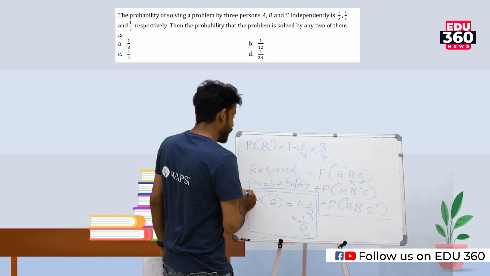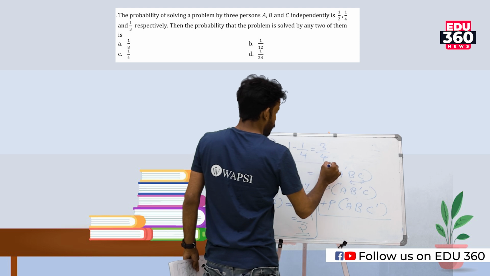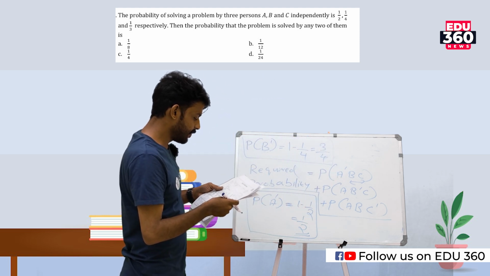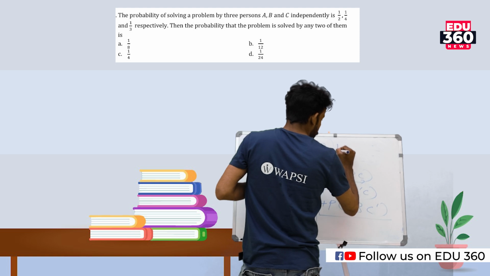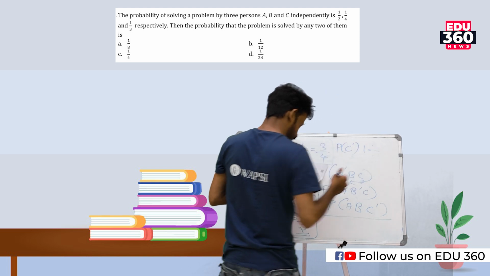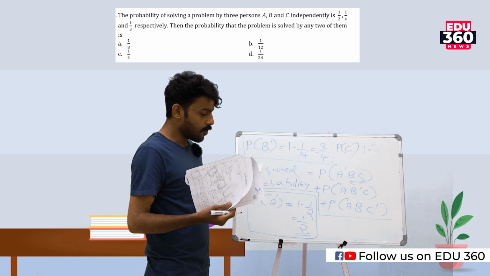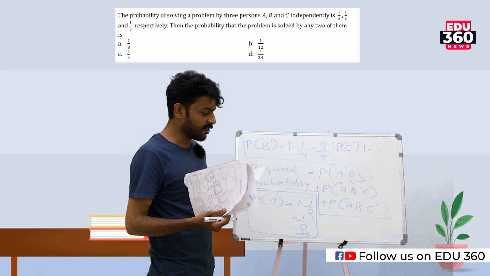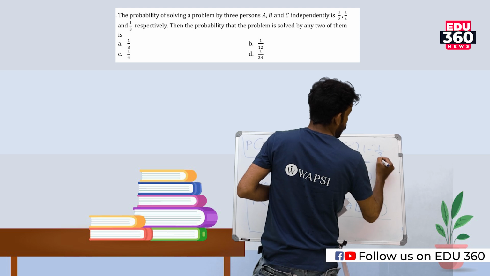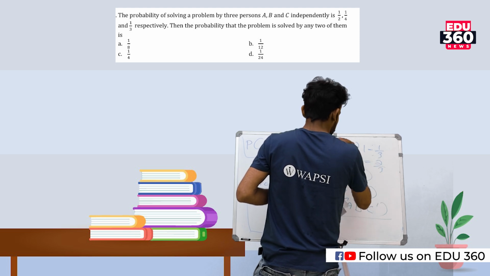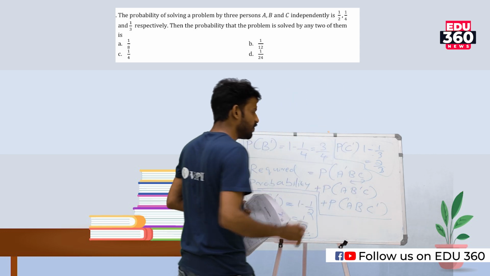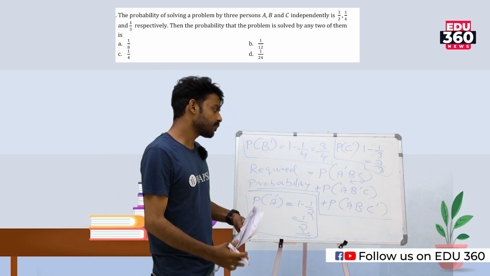This is probability of A dash, probability of B dash, and probability of C dash, that is equal to probability of C dash, 1 minus P of C. What is the value of P of C? P of C is equal to 1 by 3. So 1 minus 1 by 3 is equal to 2 by 3. P of C dash is equal to 2 by 3.